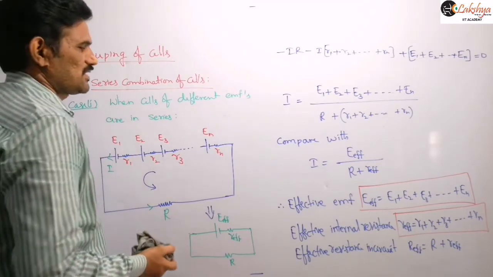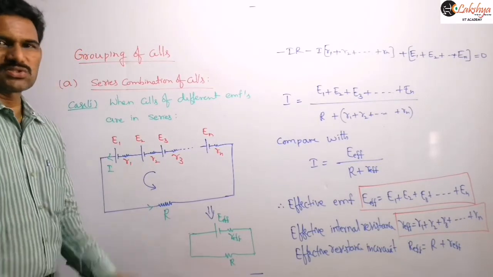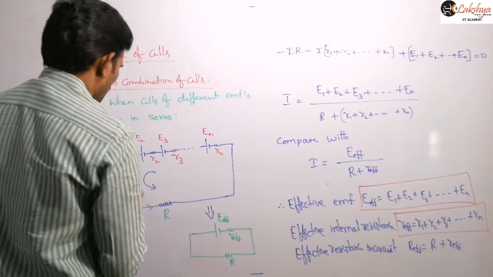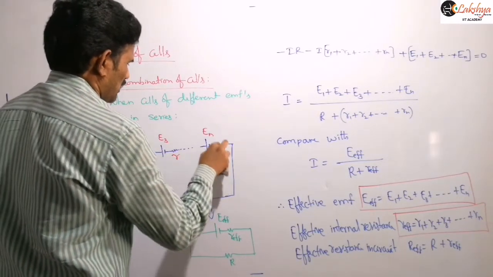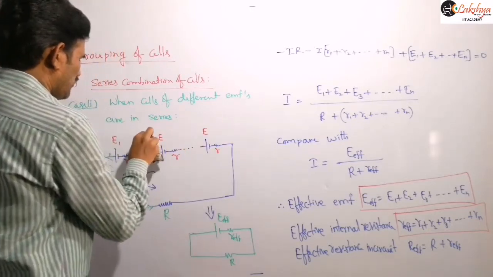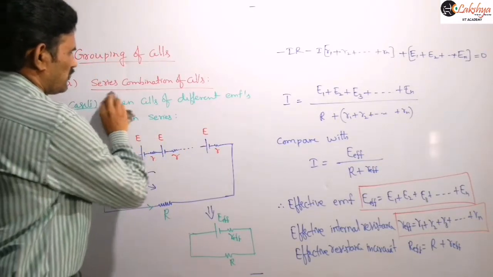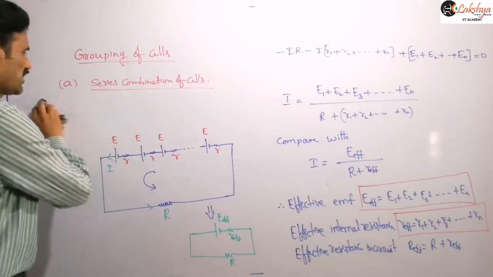And next let us take what happens if all the cells are identical cells, right? So I am taking them as identical cells here. Identical cells in the sense they have the same EMF and same internal resistance. So the n cells are connected in series.